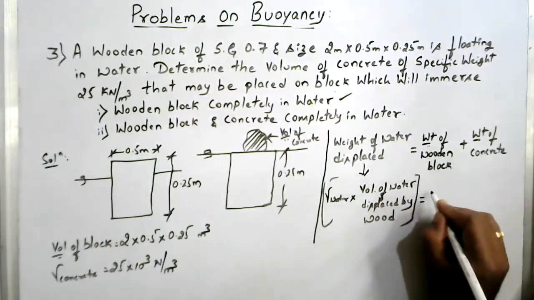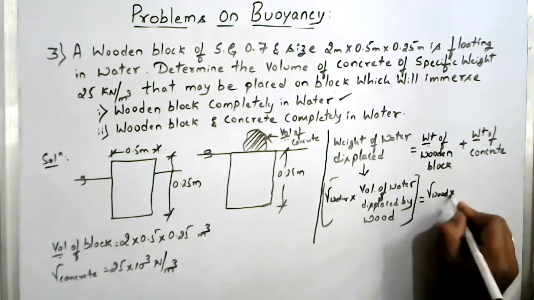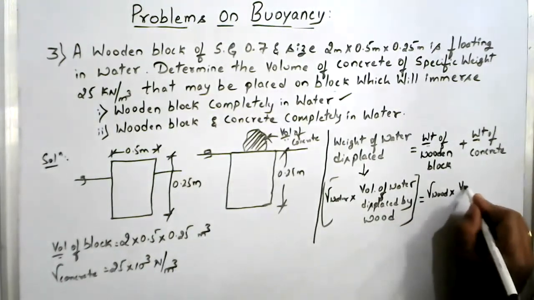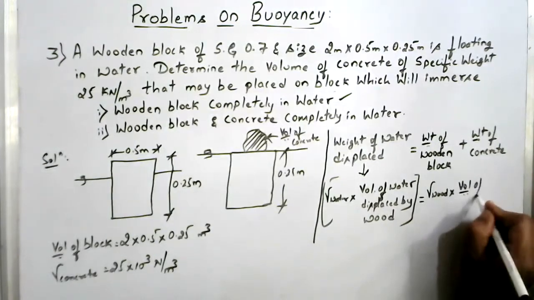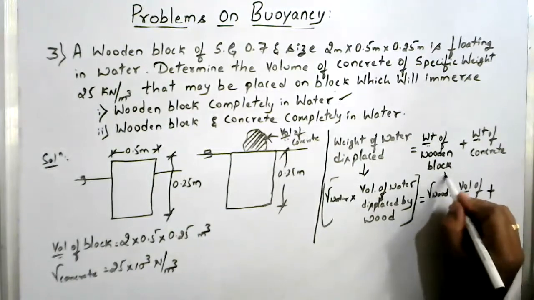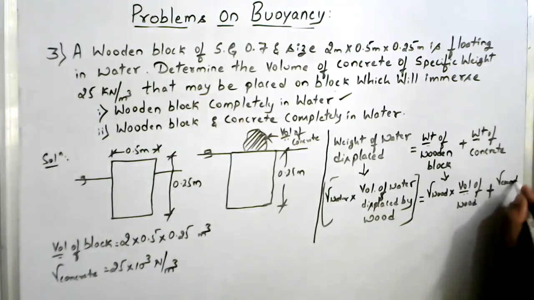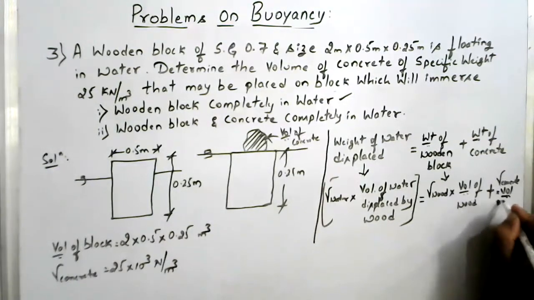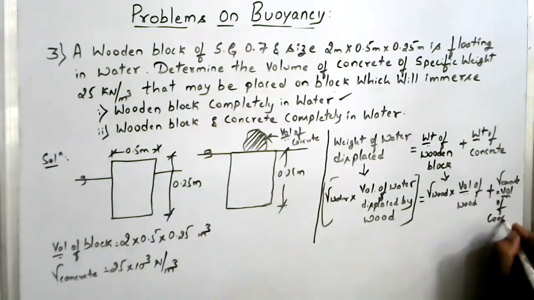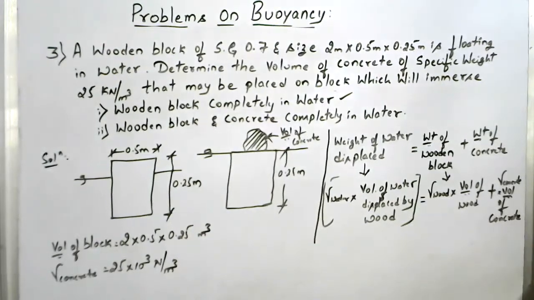Weight of wooden block is nothing but the density of wood multiplied by volume of wood. Okay, plus weight of concrete, which is gamma of concrete multiplied by volume of concrete. Correct? So let me write here.